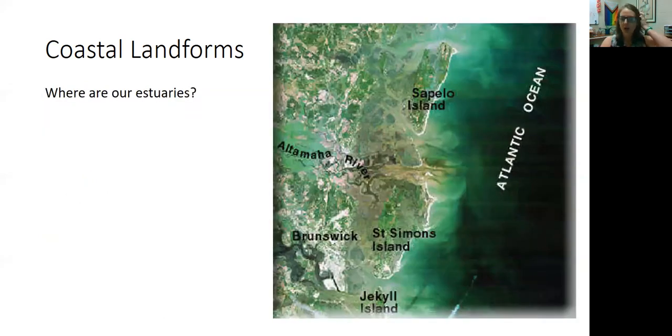Okay, so along our coast, where do you think we might have our estuaries? Well, I see the Altamaha coming into the Atlantic Ocean. That's going to be an estuary, as well as all of the other smaller rivers around here, where the rivers meet the ocean, and that normally happens in between our barrier islands. We get an estuary.